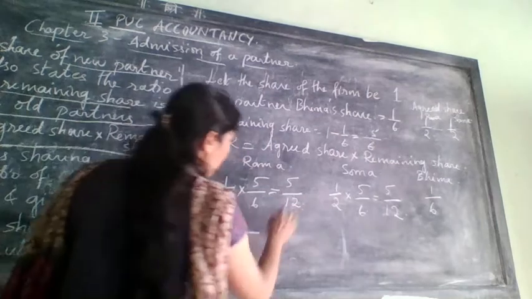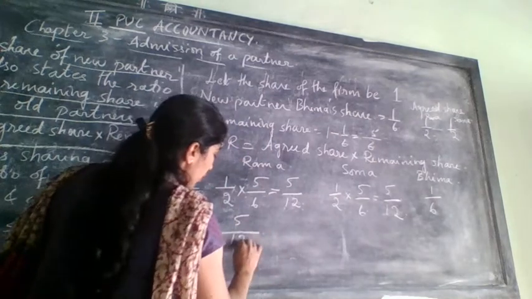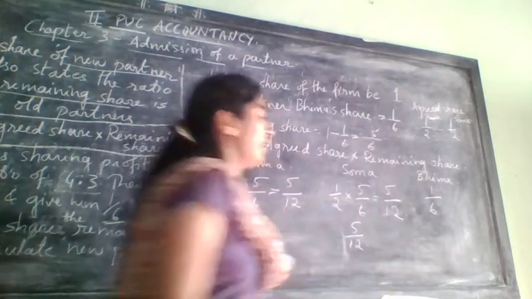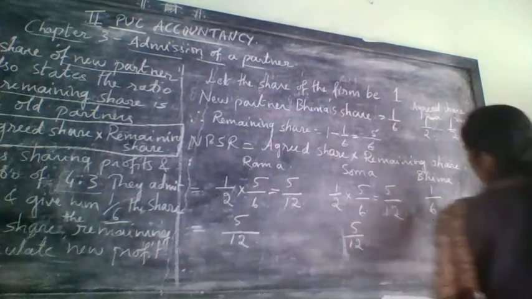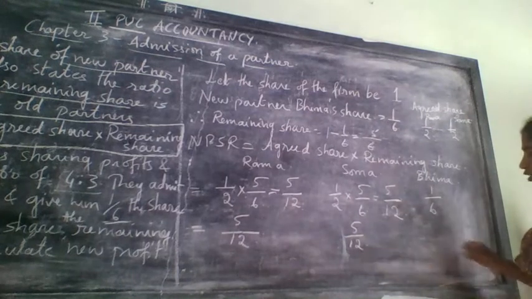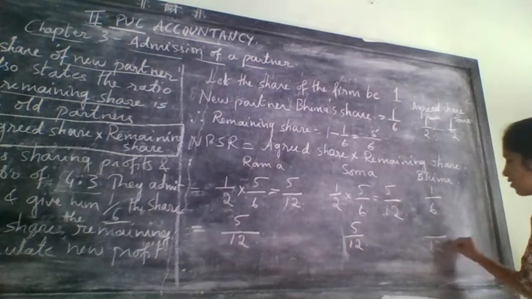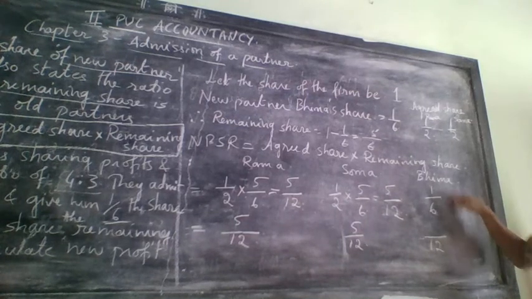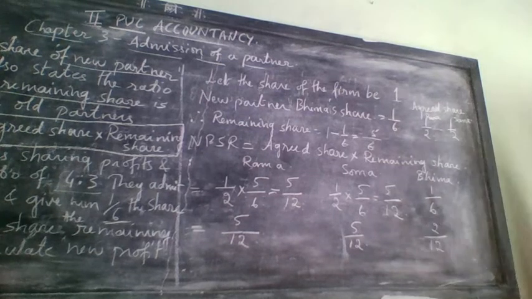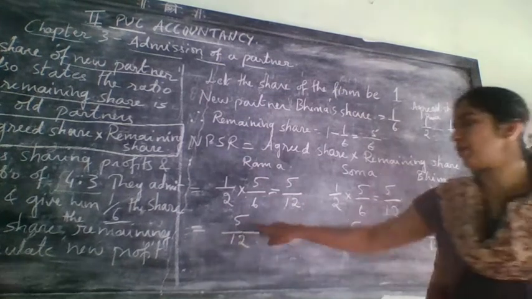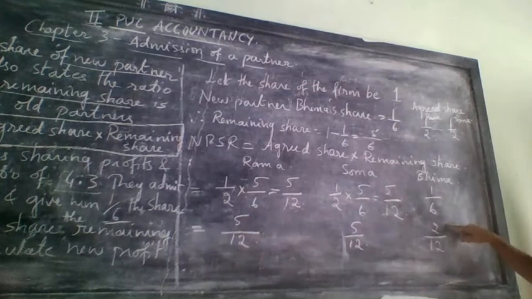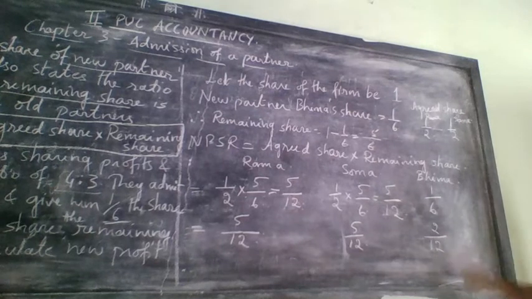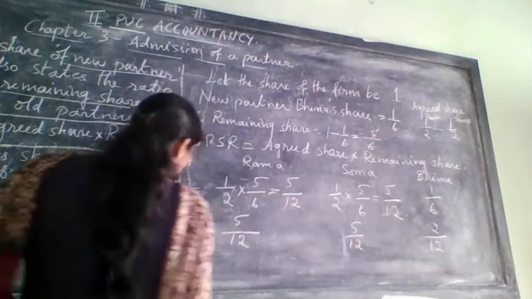Next, what do you need to do? Write here 5 by 12 and here it is 5 by 12. Now you need to convert the denominator to a common denominator. So write 12 first. 12 divided by 6, take your calculator, it will come 2. 2 ones are 2. Add now: 5 plus 5 is 10, 10 plus 2 is 12. So how much will it come? 12, that is equal to the denominator.